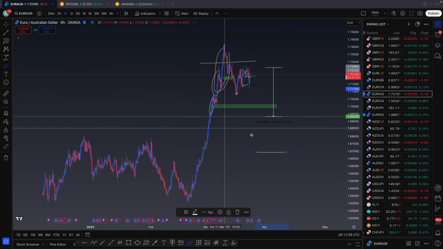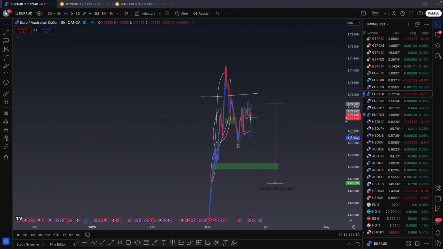So we just noticed on a micro time frame right here, we have a lot of liquidity through to the downside. Now on a macro time frame like the 6 hours, you can see price is too extended to the upside. That's number one. So we can at least expect a small retracement through to the downside just recently.